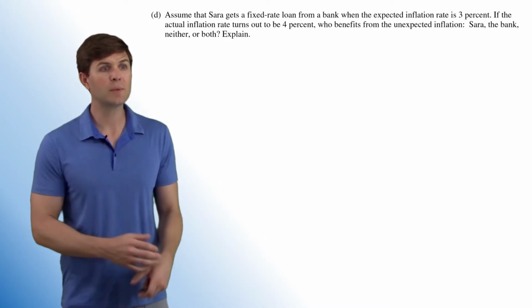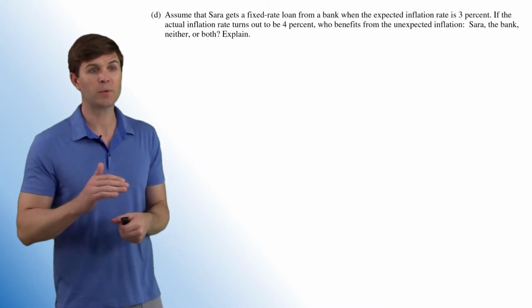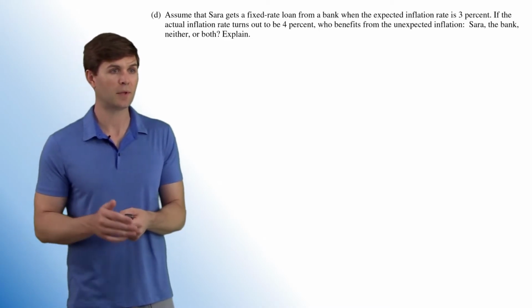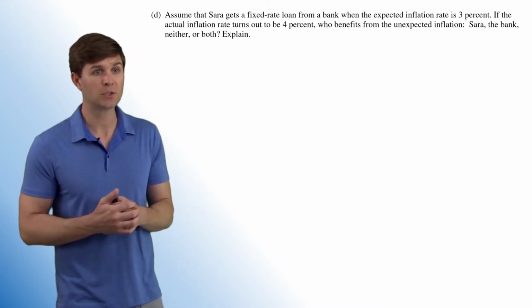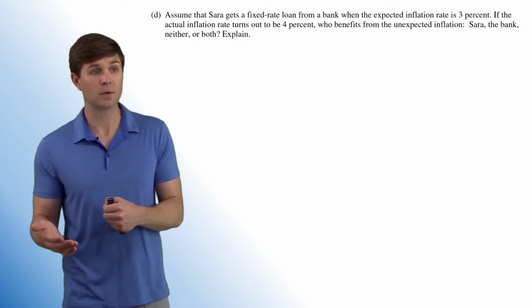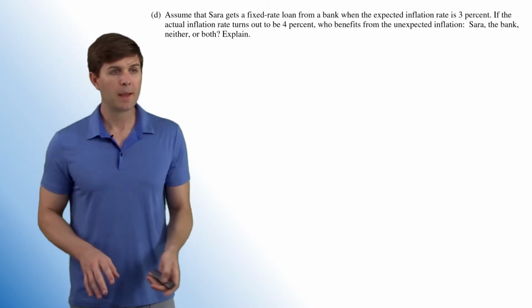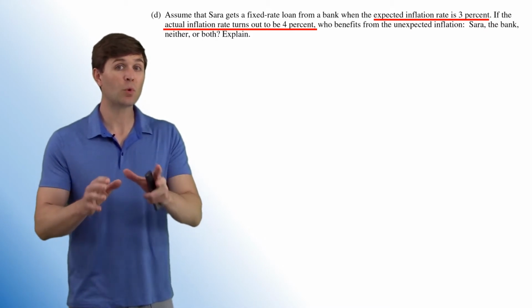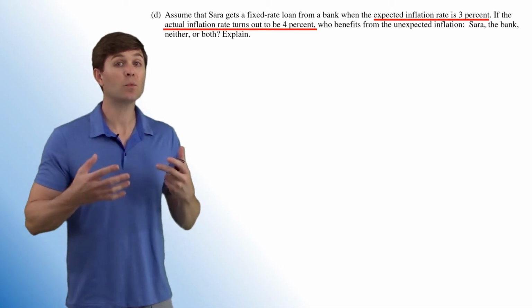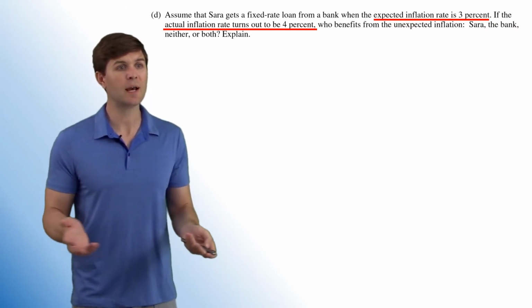All right, Part D, assume that Sarah gets a fixed rate loan from a bank when the expected inflation rate is 3%. If the actual inflation rate turns out to be 4%, who benefits from the unexpected inflation? Sarah, the bank, or neither? Or both? Explain. All right, so we know that the expected inflation is 3%, so they're going to give you a rate based on that. And then it really ends up being 4%. So let's see how this pans out.